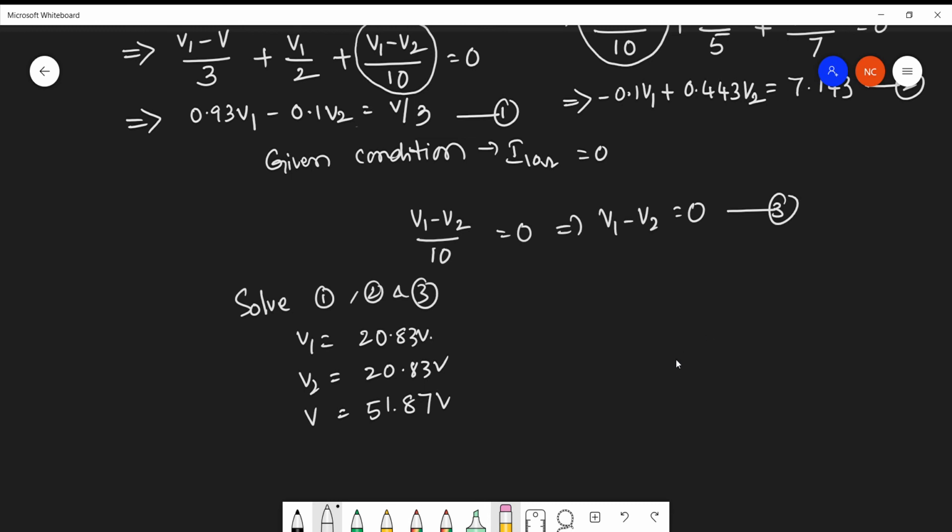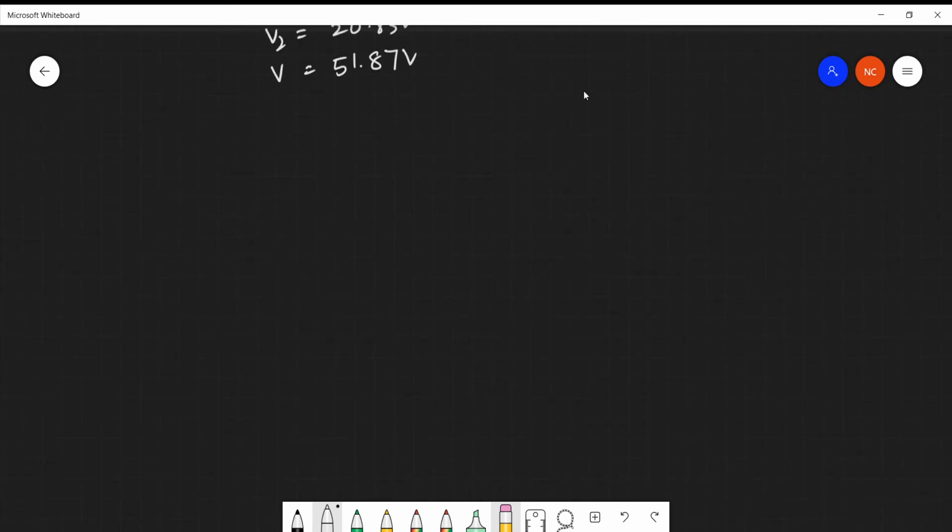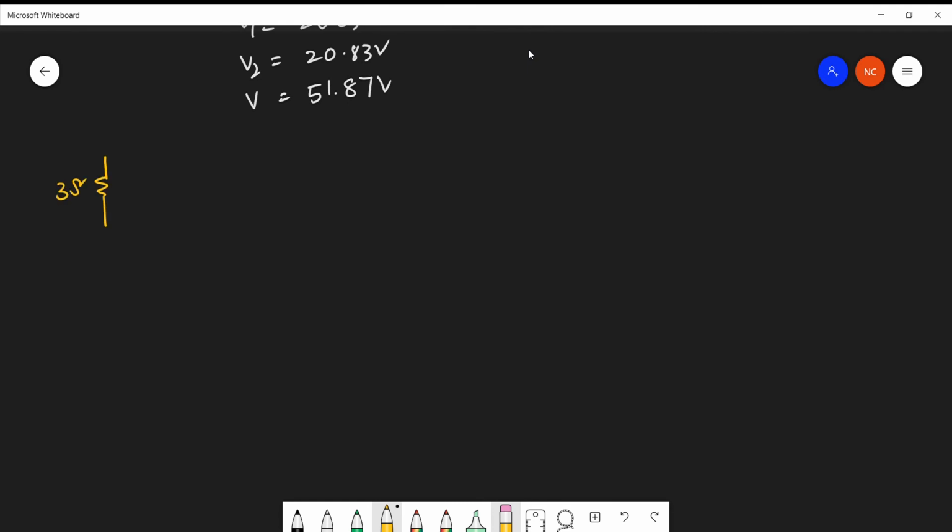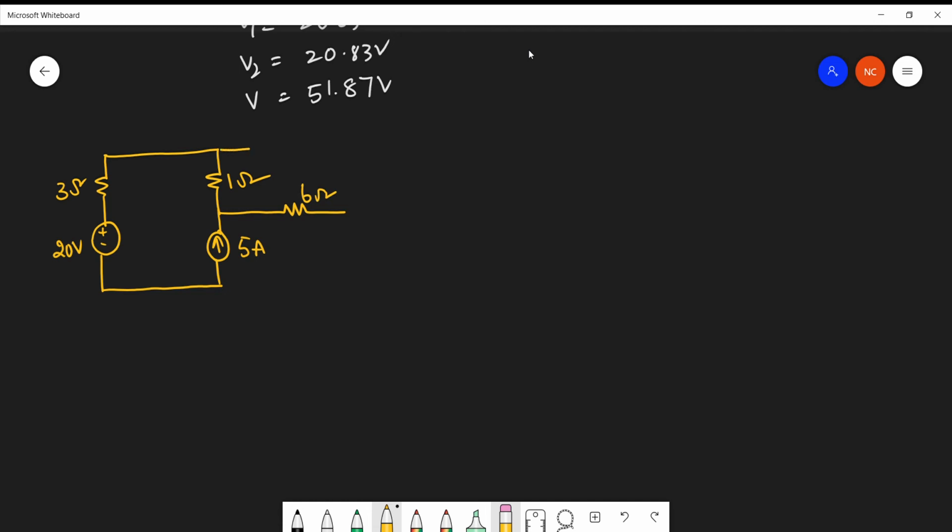Let us solve the next problem, another simple problem. This is a 3 ohm resistor. There you have the supply of 20 volts, and then 1 ohm. This is 5 ampere. Next 6 ohm, 2 ohm, and then 5 ohm.